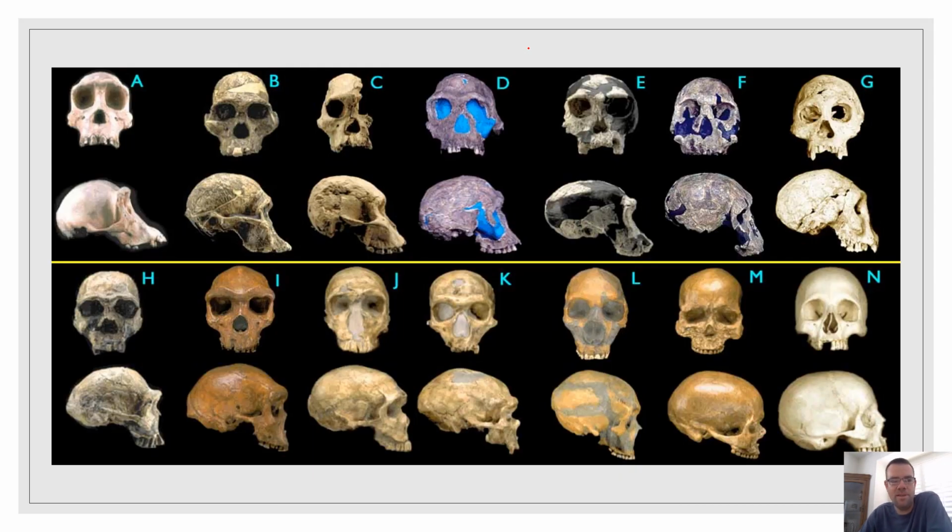These are all the fossils they found. Well, not all the fossils, but these are some of the fossils they found of our ancestors. So you can see N is a modern human, and going backwards from there, you can see that the skulls get smaller because the brain cases are smaller, and the faces get a little bit more slanted, and these go back about 6 million years.